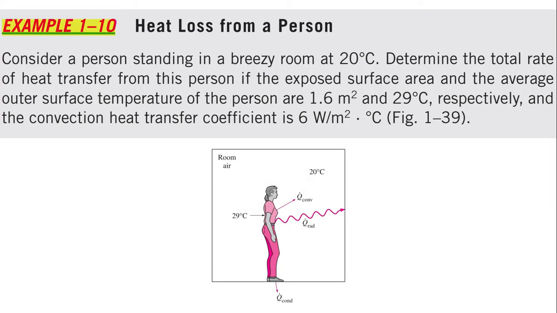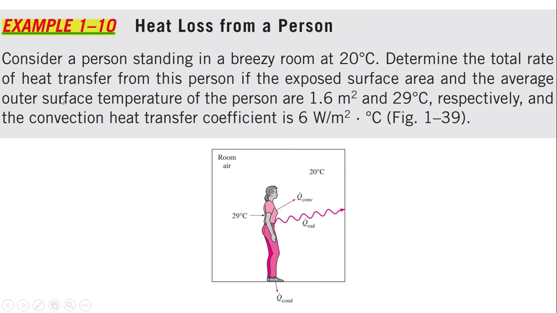Let's take an example of the heat loss from a person. Let me just read the question statement first. Consider a person standing in a breezy room at 20 degrees centigrade. What does it mean? The air inside the room is moving, right? So determine the total rate of heat transfer.